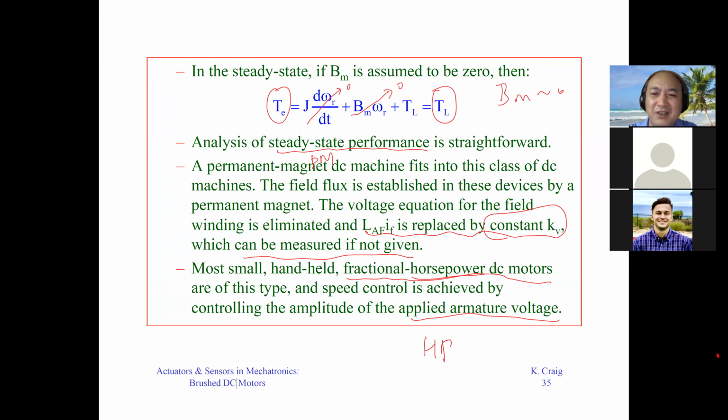So HP stands for horsepower. Do you guys have an idea, when you drive your car, how many horses are pulling you? What's the horsepower? Type in the chat box. Give me a number. How many horses will you be using, equivalent to the horsepower of your car? Do you have an idea? Type a number for me. Can you hear?